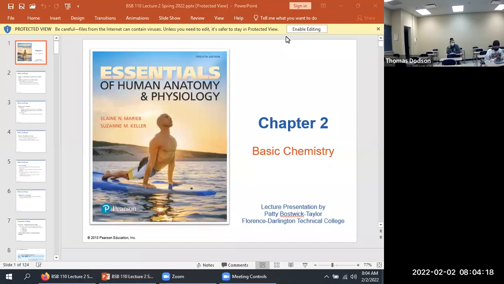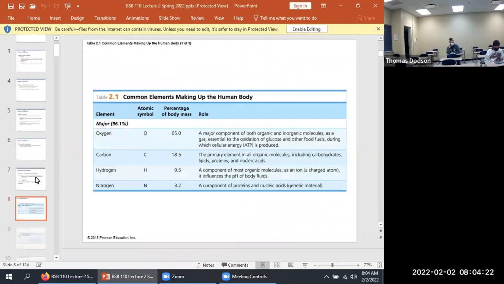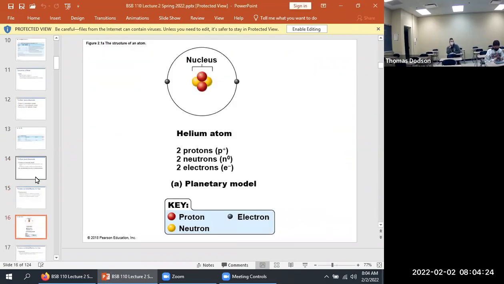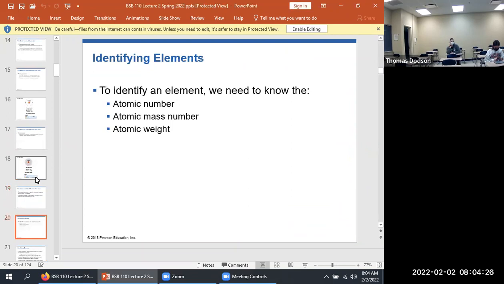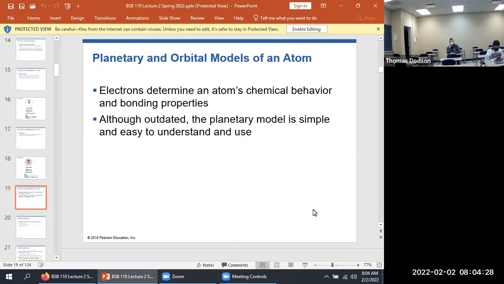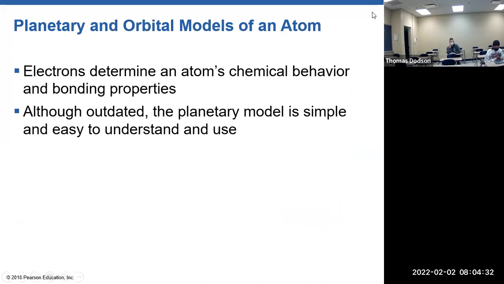Okay. Let's see, we were, I think, on the very last part of the planetary model. Yeah, recording. Okay.